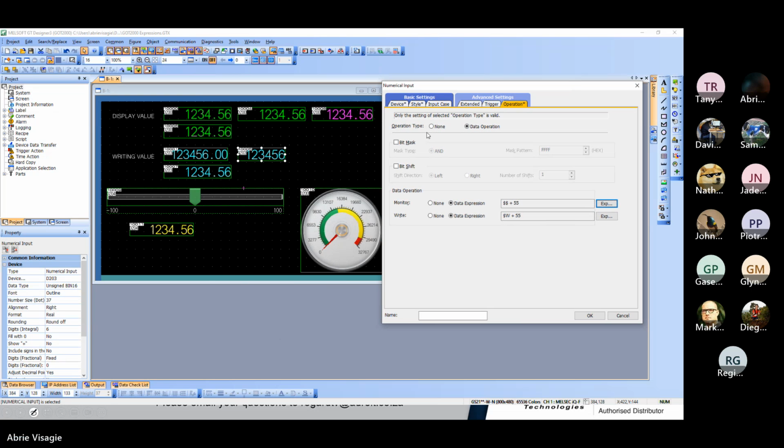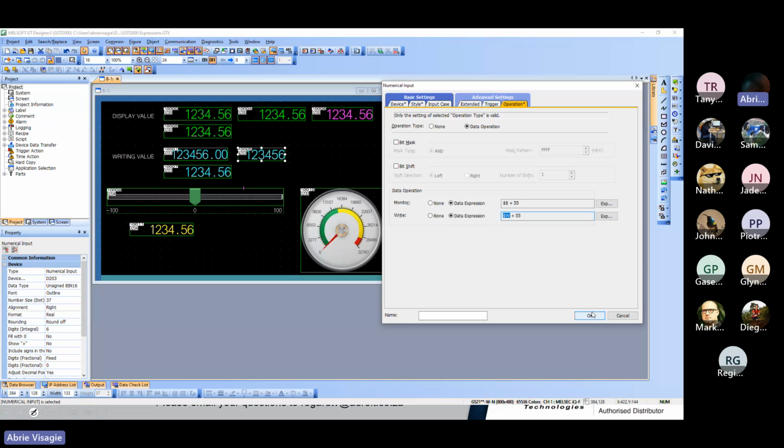So checking, looking at value D203, we'll be reading this value and adding 55 to it, as well as whenever writing this value, we would automatically be adding 55 to it, or writing 55 to it, apologies.